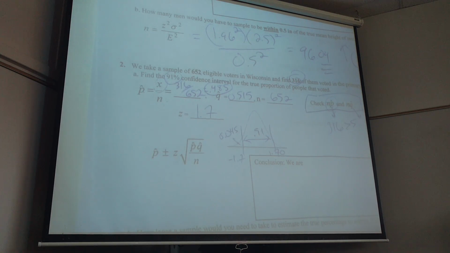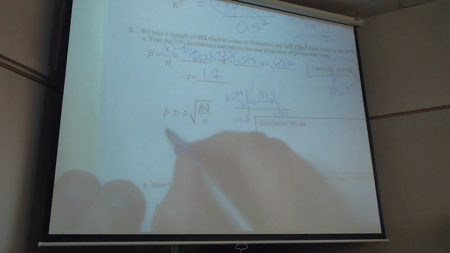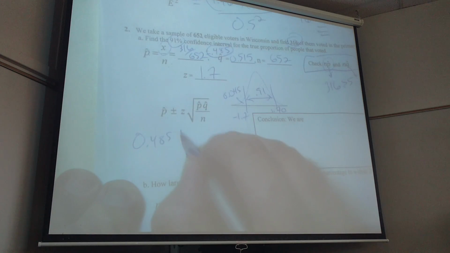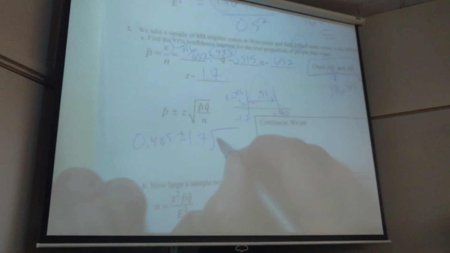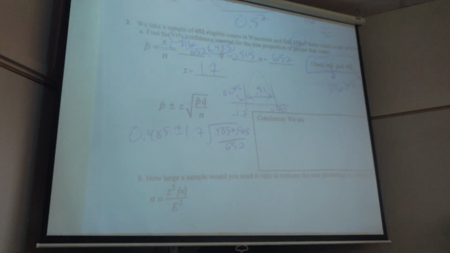So now I just plug and chug. I've got 0.485, give or take, 1.7 times the square root of 0.485 times 0.515 divided by 652.